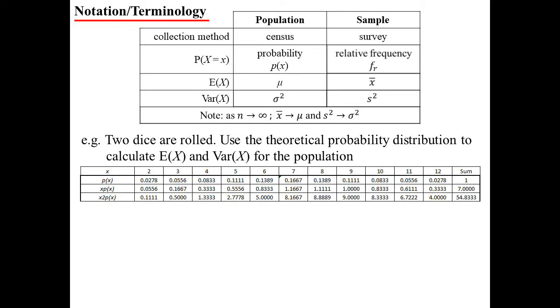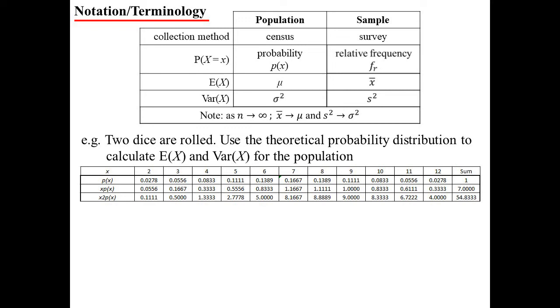So, two dice a roll. The theoretical probability distribution would be on the population, because theoretically, if we were to roll our dice an infinite amount of times, we would get the population results. So the actual probability and so on.